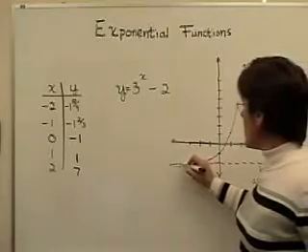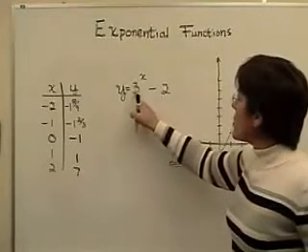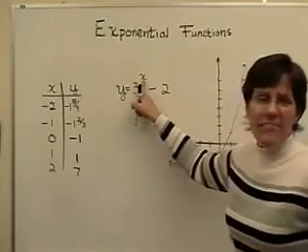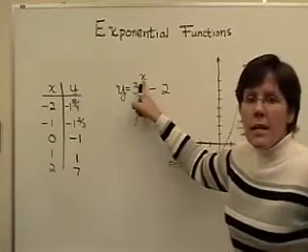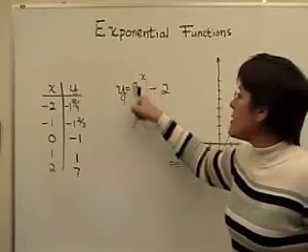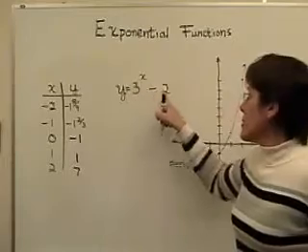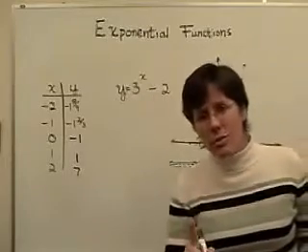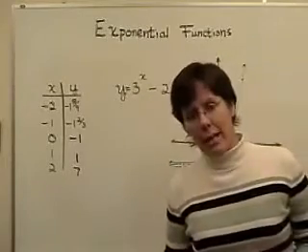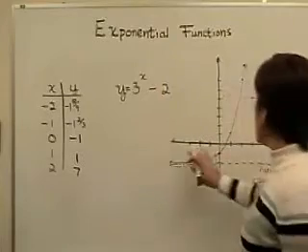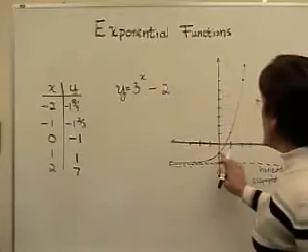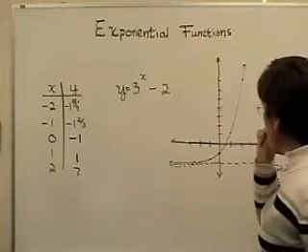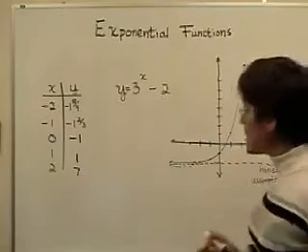This would keep going in this direction because 3 to any negative power, negative 5 for example, is 1 over 3 to the 5th. It's a very small number, and when I subtract 2 from it, I get something close to a negative 2, but not equal to a negative 2, so I'll never be able to get there. I'm all done. I've graphed this exponential growth curve. Here, watch my y-intercept. Yeah, I think that's it.